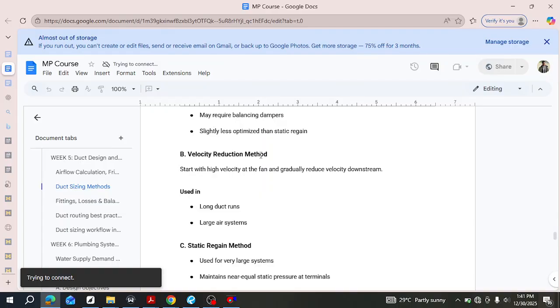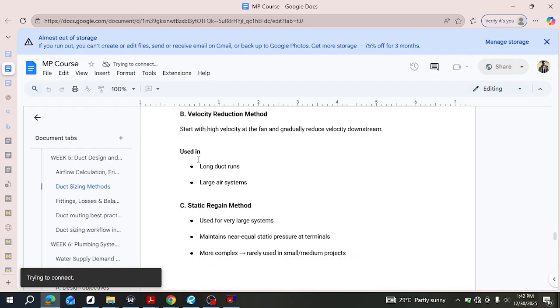Another type is called the velocity reduction method. This one starts with a high velocity at the fan, and then as you're going, you assume that the velocity is reducing, which it actually is. So this one is more accurate, because before you were assuming constant velocity, but here you're assuming that it is reduced as you go down. This one is very useful and very good for long duct runs, because the longer the duct, the more you see that effect of velocity loss, and also in larger air systems. So if you ever have to design a very large air system, you would have to go and look for how to do this and then work with it.